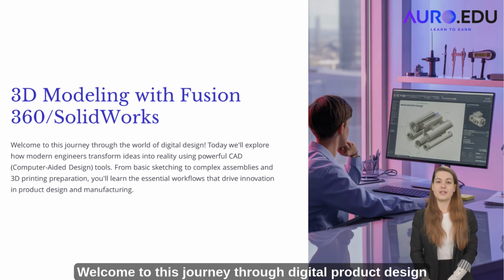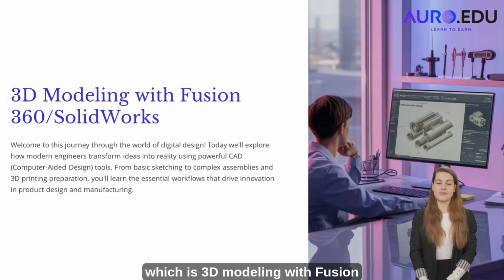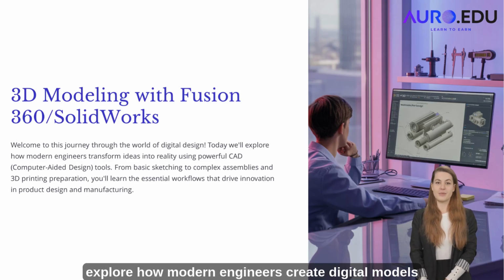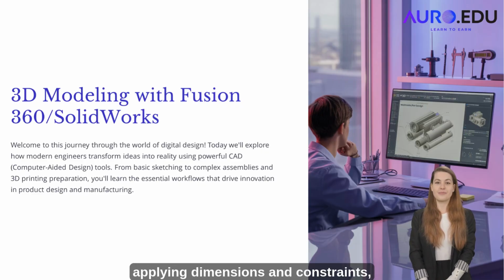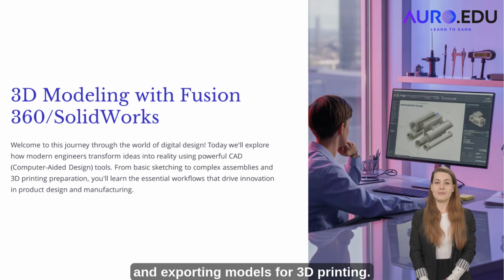Welcome to this journey through digital product design and 3D printing. Today, we are going to study the chapter, which is 3D modeling with Fusion 360 and SolidWorks. In this chapter, we'll explore how modern engineers create digital models using powerful CAD tools. We'll learn about sketching, applying dimensions and constraints, using features like extrude and revolve, building assemblies, and exporting models for 3D printing. These tools are essential for turning ideas into real, working parts.